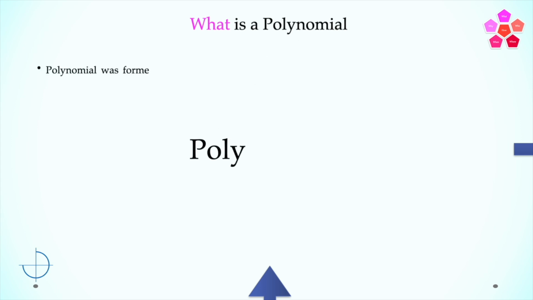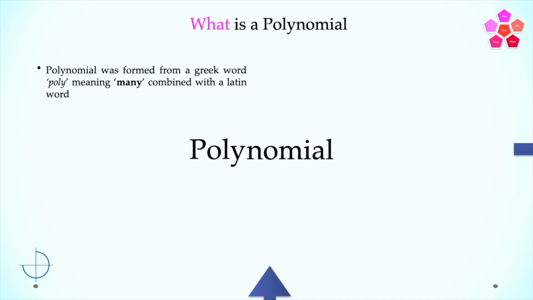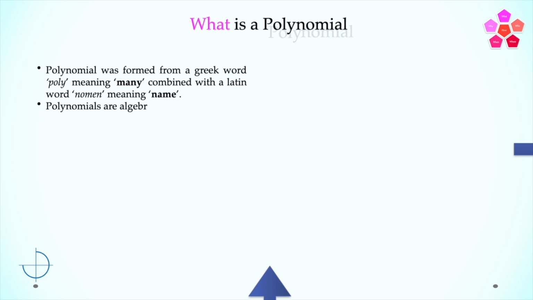Polynomial was formed from a Greek word poly, meaning many, combined with the Latin word nomen, meaning name. This was possibly a terminology created by the mathematicians to acknowledge something having many names. Polynomial, many names. Polynomials are algebraic expressions having whole numbers as the exponent of the variables.